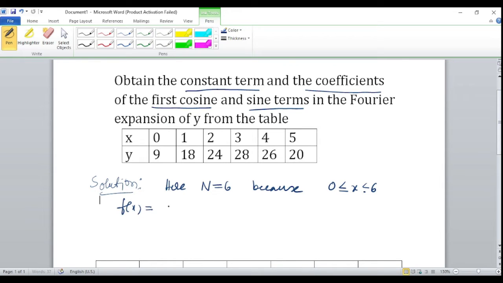f of x equal to a0 by 2 plus summation n runs from 1 to infinity an cos. Students, look here, you have an arbitrary period. Look at the value of x here. X takes the values 0, 1, 2, 3, 4, 5, and observe that we are going to take n value equal to 6 because 0 is less than or equal to x less than or equal to 6. If I write less than or equal to here, the value of y at x equal to 0 and 6 should coincide.